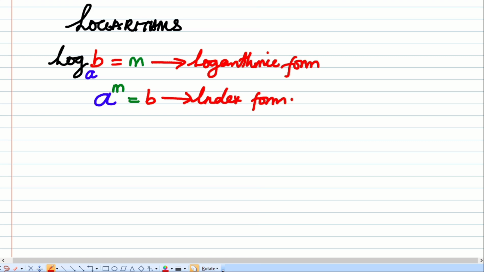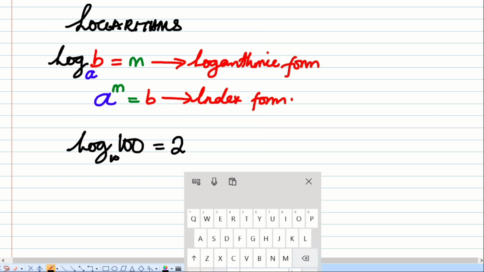Now to put it in better context, let's use real digits. Let's say we have log base 10 of 100, and we're asking what is the value of log base 10 of 100. What we're simply asking is what must this base 10 be raised to? 10 raised to power what is 100? That's the question. Simple. Of course, you know that 10 raised to power 2 is 100. So our answer is simply 2.